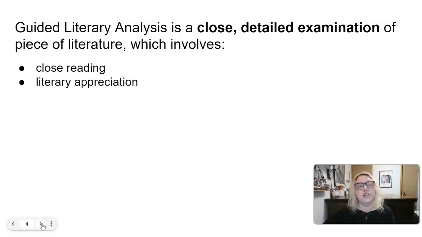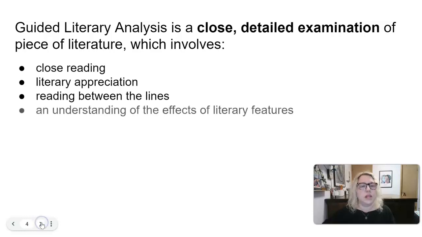It also involves literary appreciation, and so you need to read the text like a literary analyst, looking for all of the interesting examples of language that you can find and how they work together to create meaning. You'll need to read between the lines, infer, and use that big brain on your shoulders to get to a larger so what or interpretation of the text. And it does also involve an understanding of the effects of literary features. That's the evaluation. So first you have to find the literary features, analyze them by taking each one apart carefully, looking at what's interesting about them, but then looking at the thoughts and feelings that they create in the reader.